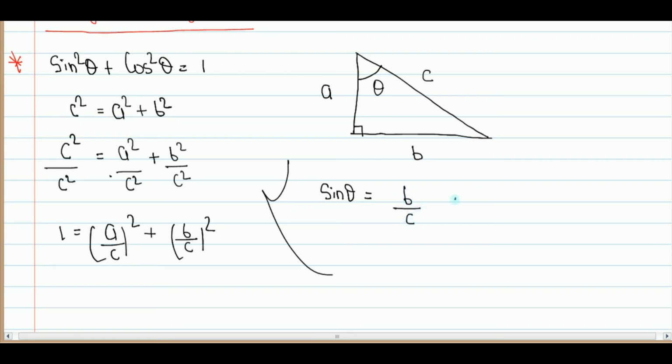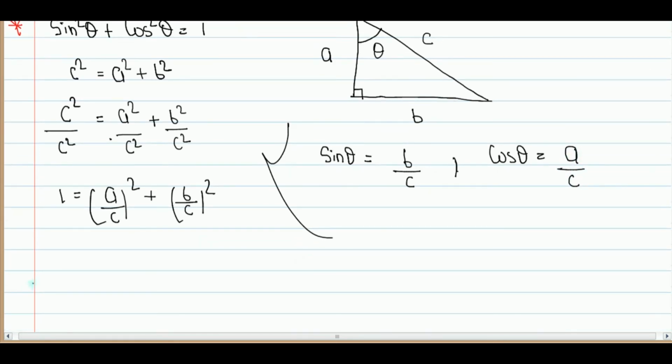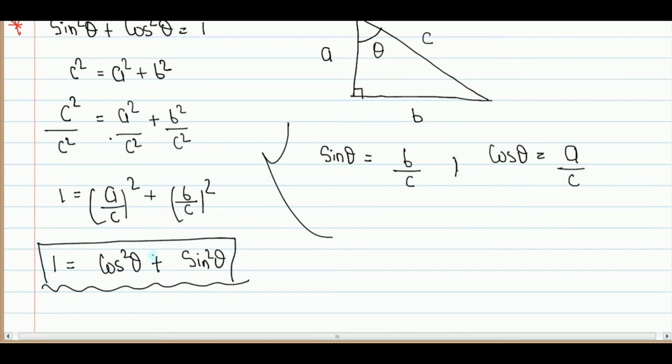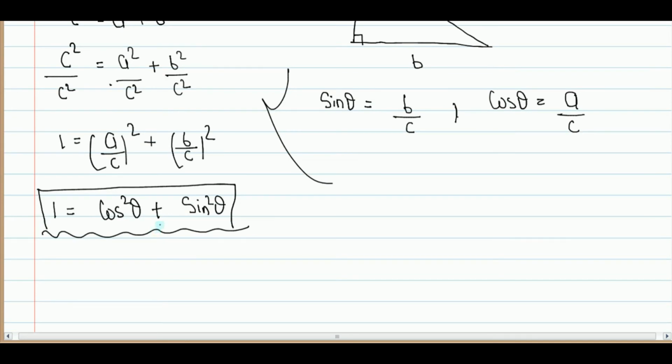Similarly, what will be the value of cos theta? Let me know quickly. Cos theta will be equal to A by C. So you can write this A by C as cos square theta, fine. Similarly B by C as sin square theta. So here you can see this sin square theta plus cos square theta is equal to 1. Is it fine? Now you can explain to anybody how cos square theta plus sin square theta is equal to 1.